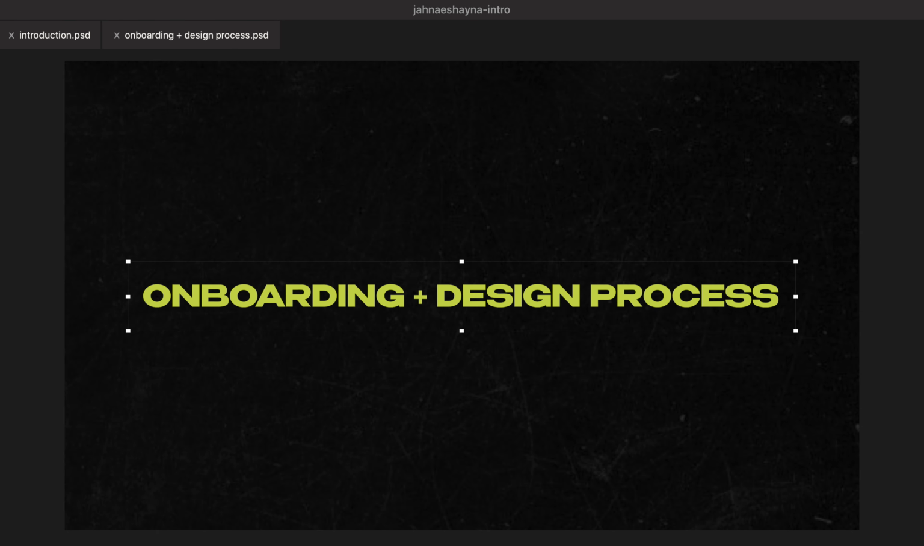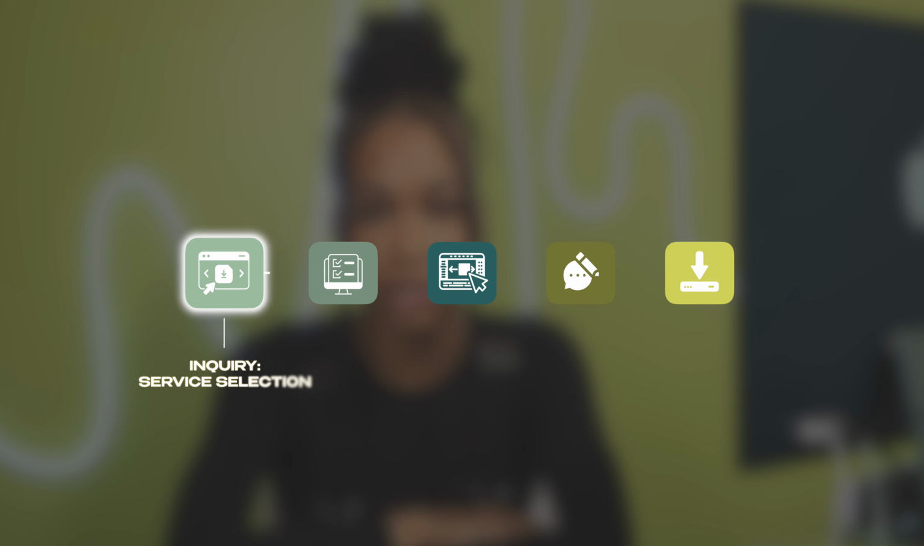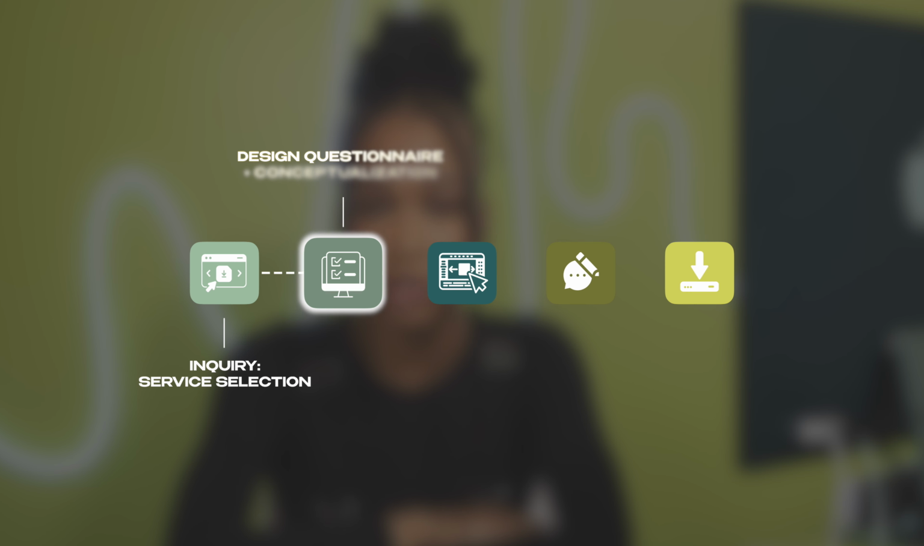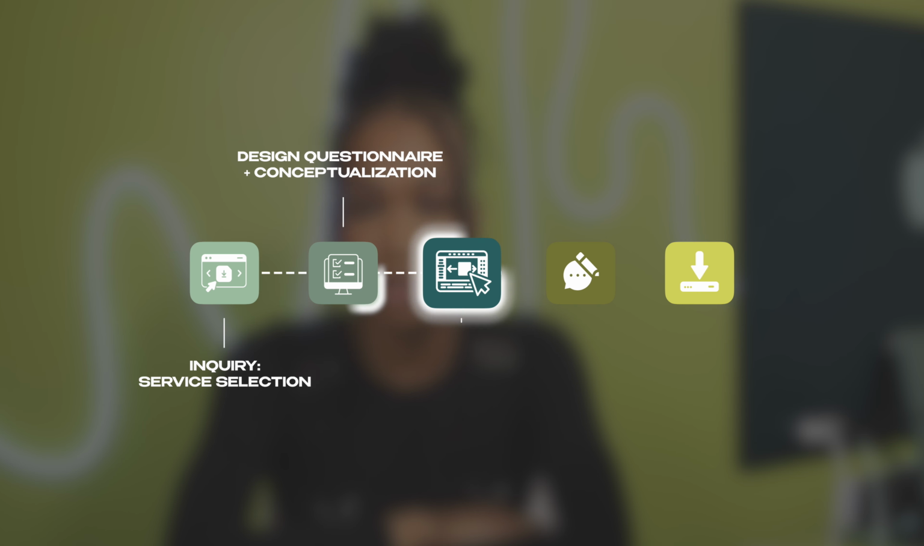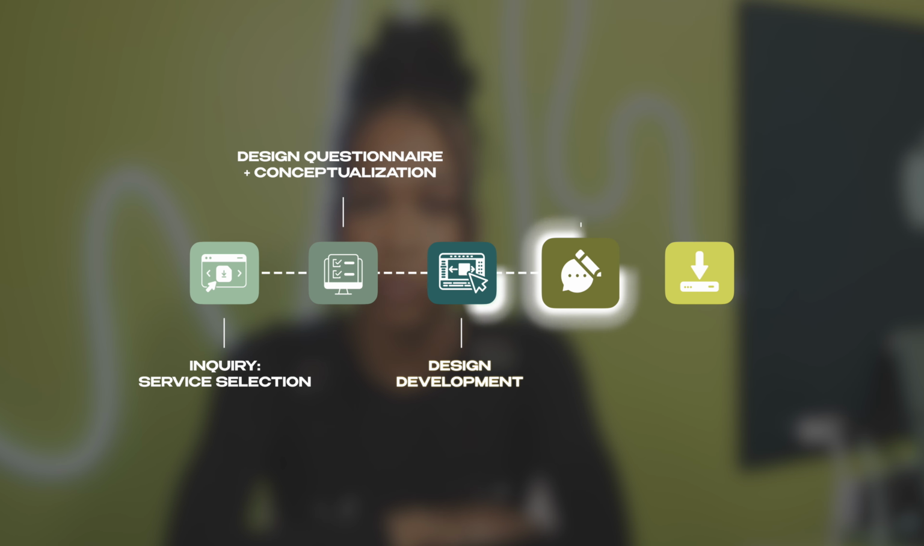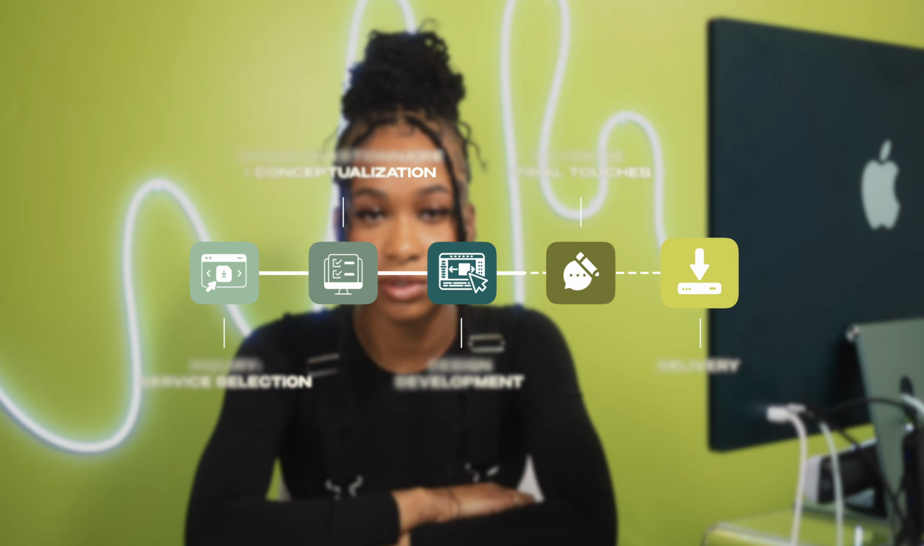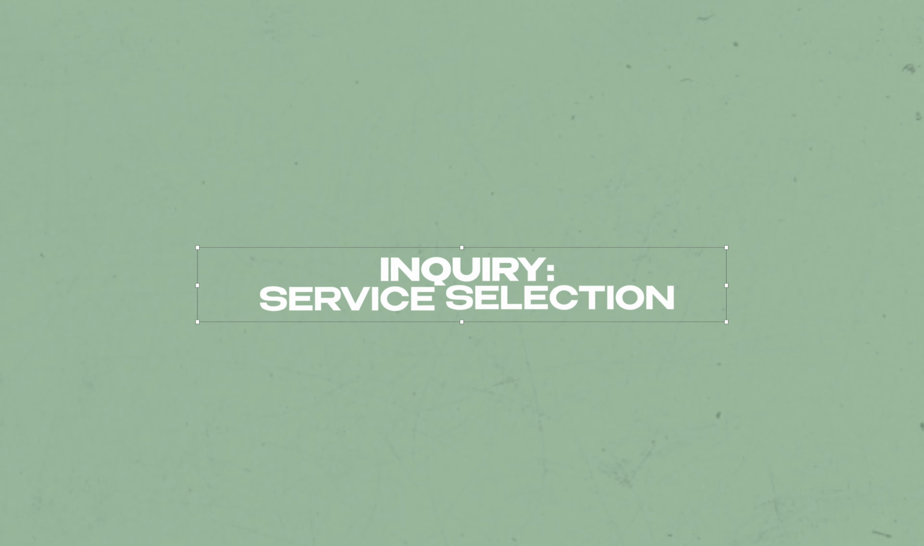My design process is broken down into 5 stages. Stage 1, inquiry and service selection. Stage 2, design questionnaire and conceptualization. Stage 3, design development. Stage 4, revisions and final touches. And stage 5, delivery. So stage 1, inquiry and service selection.